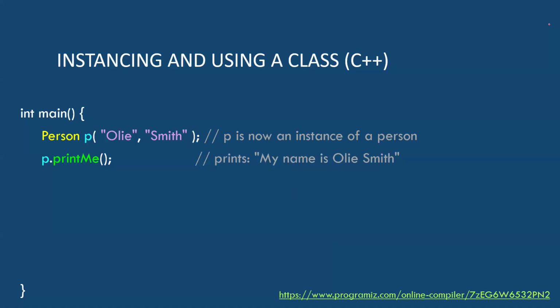But then, as many of you know, we can say P dot, right? If it's a blue P, right? It's not a pointer, it's an actual instance, then we can say dot. If it was a pointer, we'd say arrow, but here we're going to say dot print me. And now we're calling the method that's part of the person class, and we don't really give it any arguments, but it's operating on this person right here, of course, right?